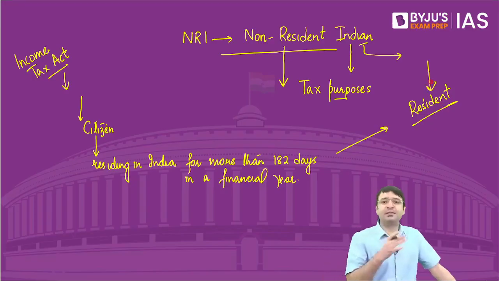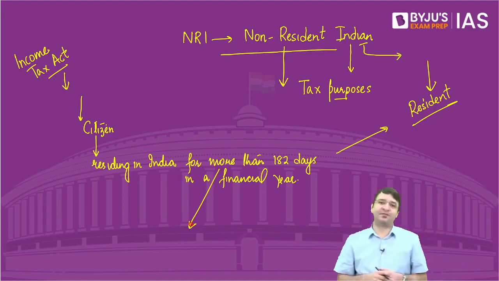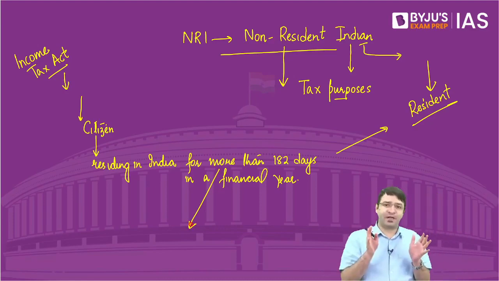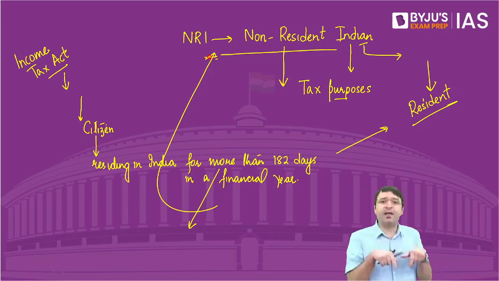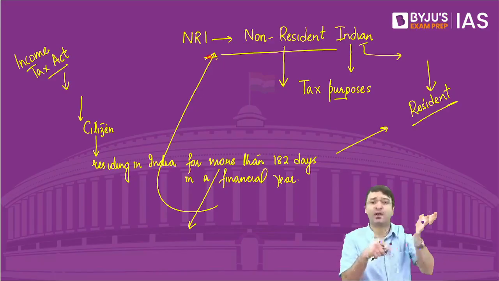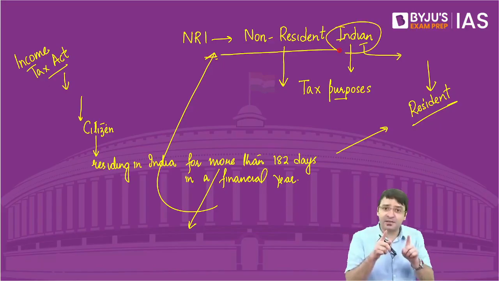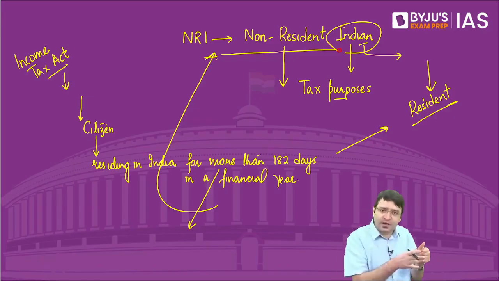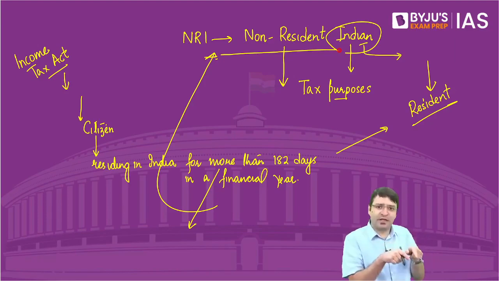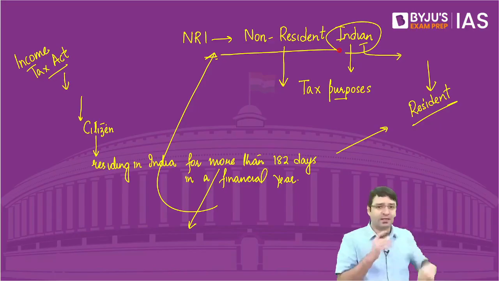But whoever is an Indian citizen, but is residing in India for less than 182 days in a financial year, those individual citizens become NRIs, non-resident Indians, so that their tax liability, the jurisdiction where they have to pay the tax, is not India, it is where they are working. That's what we call NRI, non-resident Indian. These are Indians, but they are not residing in India. If they are residing in India for less than 182 days in a financial year, their tax liability is not in India. They have to pay tax in the country where they are working, where they are generating income. Those are what we call non-resident Indians.